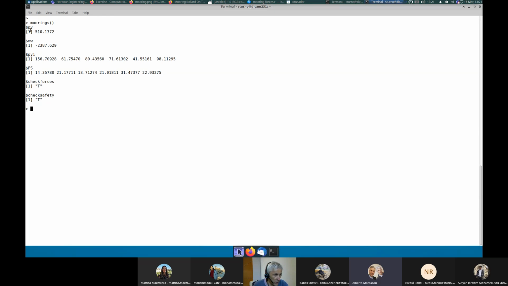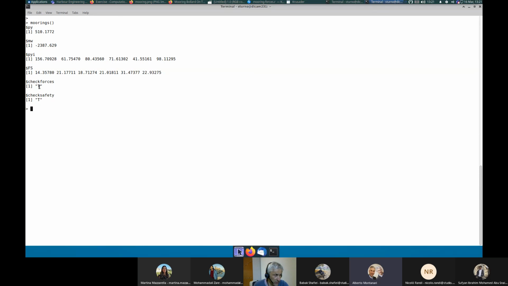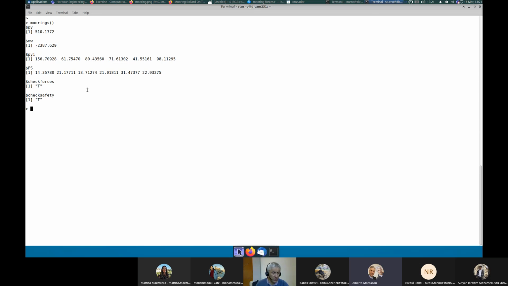And then I get a list, and this is the list. This is the total of wind forcing, 510, the rotational moment. These are the components along the spring lines, and these are the safety factors. And then we have the results of the two checks. Check force is true, check safety is true.